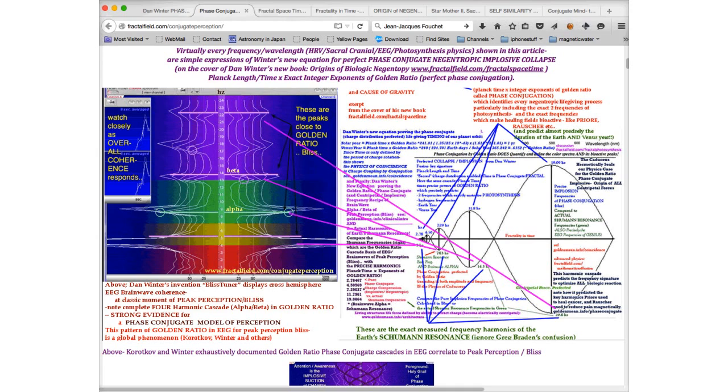So for years, I was measuring brainwaves, and I was telling people, oh yeah, you learn to make this golden ratio cascade, you're going to have bliss and peak perception. And that was cool. And then I learned something else. And I credit Bill Donovan, now named Elizabeth, for this insight.